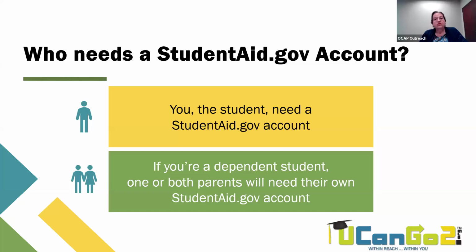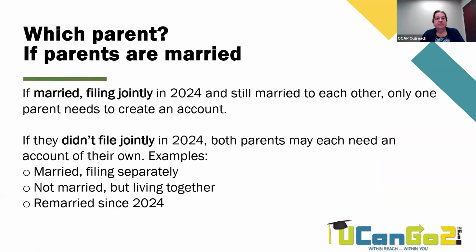So when you look at your students, some may need just one studentaid.gov account and others may need more than one. Most dependent students will need at least one more. The student needs to open that account. And then if they are dependent, at least one parent will also need to sign. And I will show you how that is all decided as we go through this.